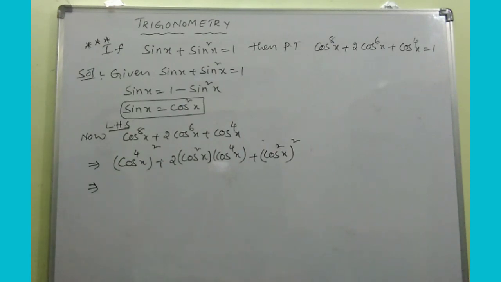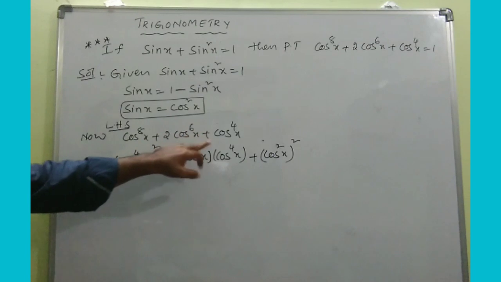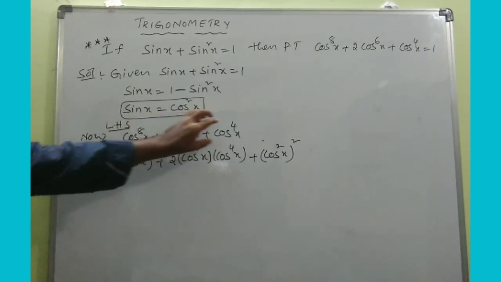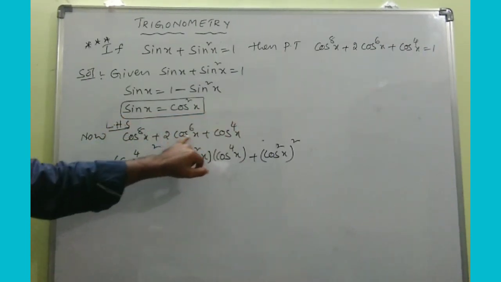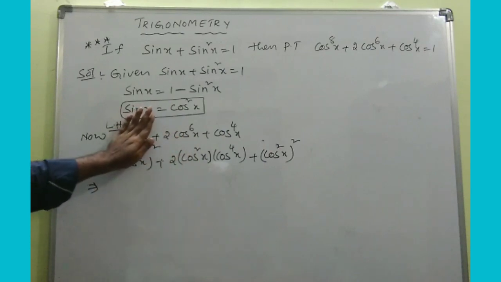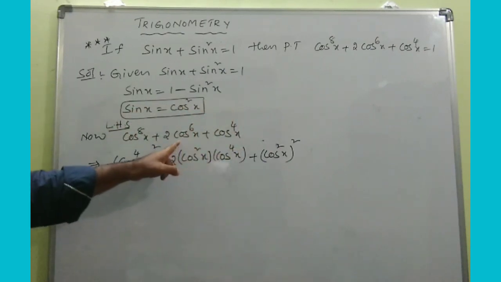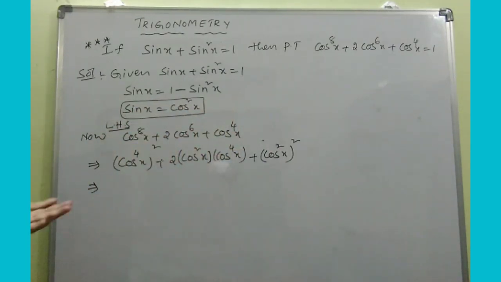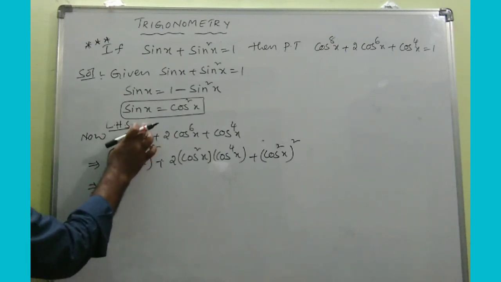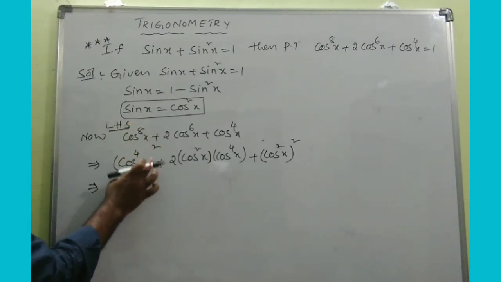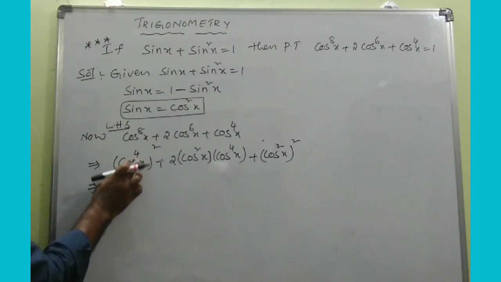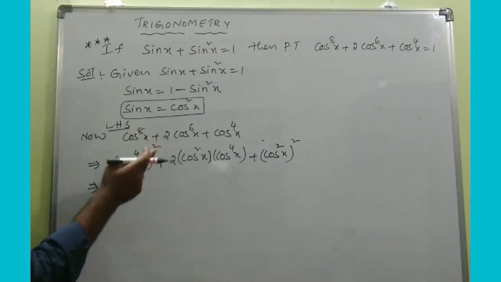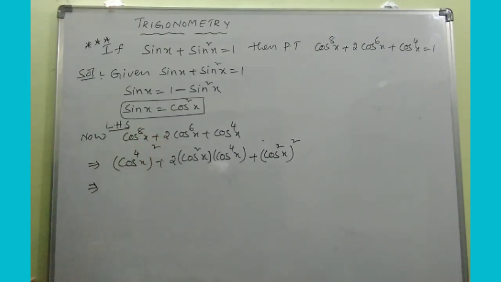So my intention, because of three terms, this is something whole square, this is something whole square, and this is like 2ab. I mean a square plus b square plus 2ab. So how can I write this as a square? cos power 4x whole square, a power m whole power n, which is a power mn. 4 into 2, 8.